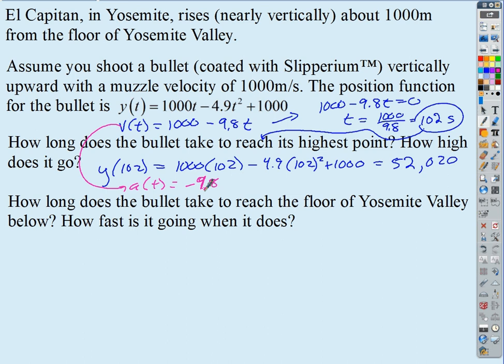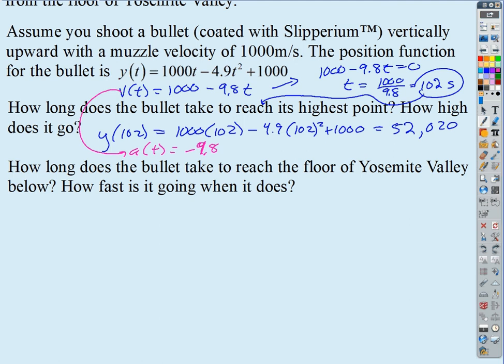So how long does it take to reach the floor of Yosemite Valley? Which one of those kinematic quantities is going to be important? Position. The position is 0, right? Everybody agree? So I've got to set the position equal to 0 and solve. Unfortunately, that is a quadratic function, but that's all right. We can use technology to do it. We're just solving the equation 0 equals 1,000t minus 4.9t squared plus 1,000. Well, let's let Desmos do the work for us.